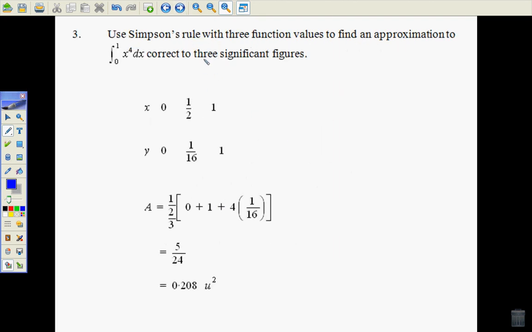So this time Simpson's rule has 3 function values from 0 to 1, which means if we've got 3 function values, (1 minus 0) divided by 2 gives us the half. So it goes 0, a half, 1, and our value of h is a half there. Our first value is 0, our last value is 1, so that's the 0 plus the 1. Then it's just 4 times the odd. There's no even, there's only the one middle value, so that's only an odd value. So 4 times this 1 on 16 gives us 5 on 24, or 0.208 to 3 significant figures.